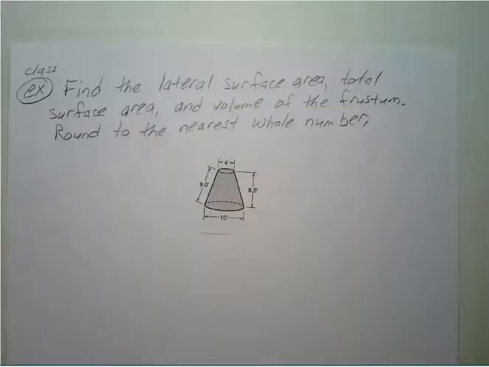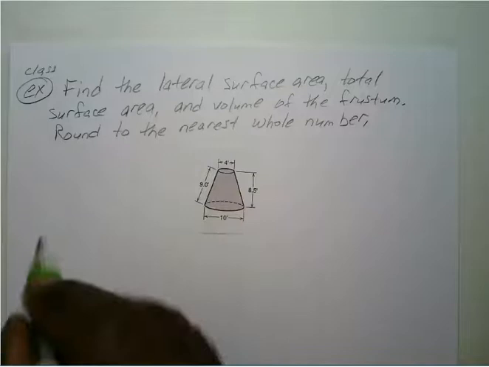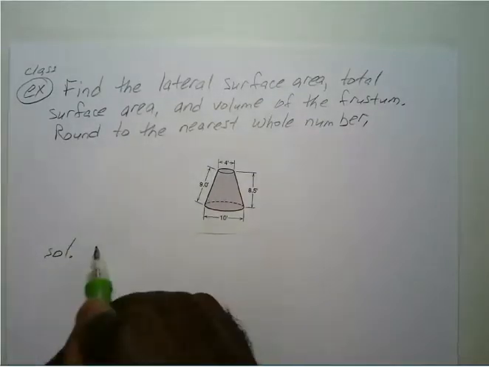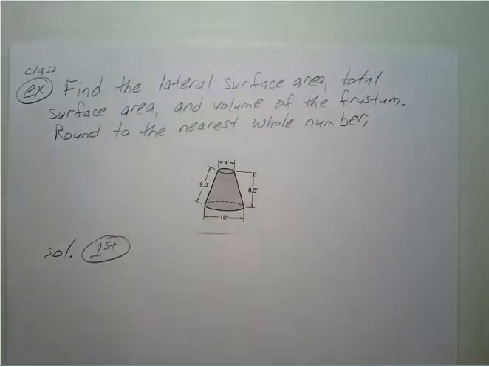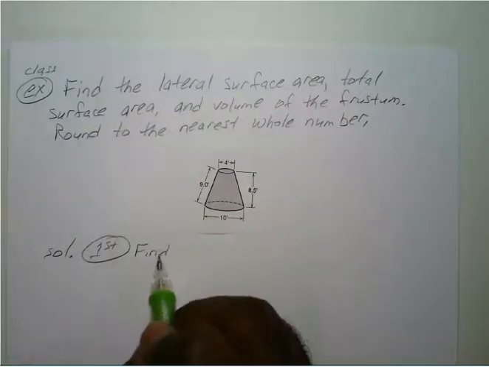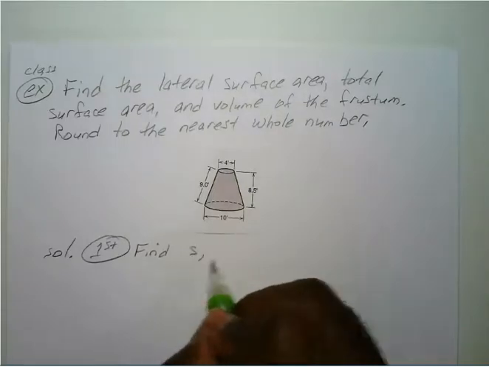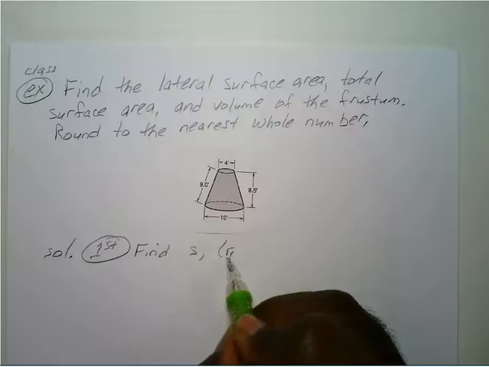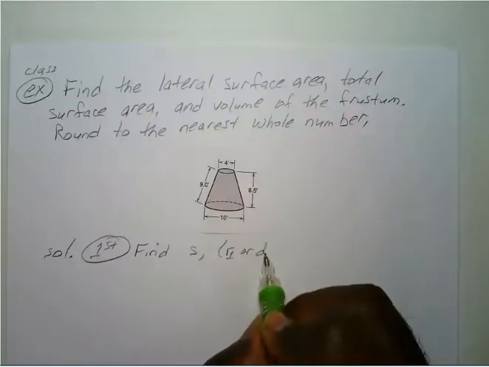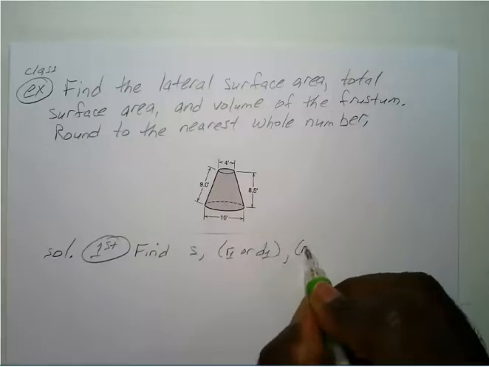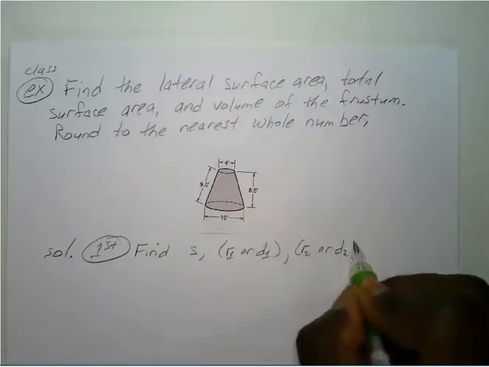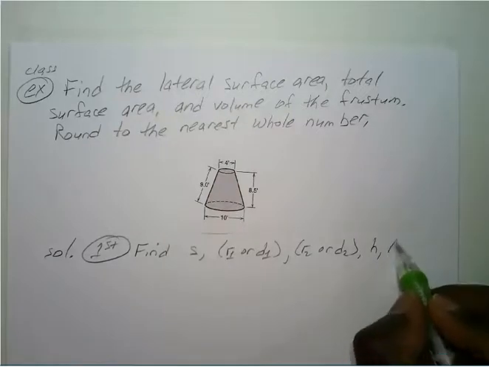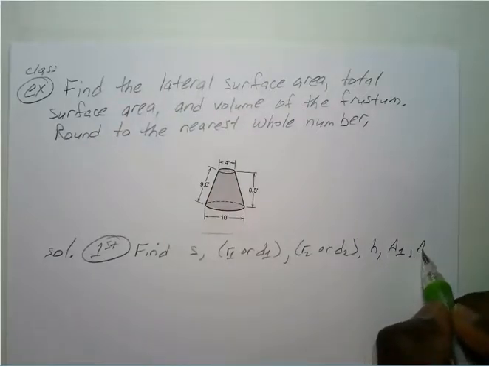All right, so I'm assuming you've pressed pause and you've already worked this one out. So let's go ahead and verify. Okay, so the first thing you want to do is find your slant height, either your upper radius or your upper diameter, your lower radius or your lower diameter, your altitude, your upper area, and your lower area.